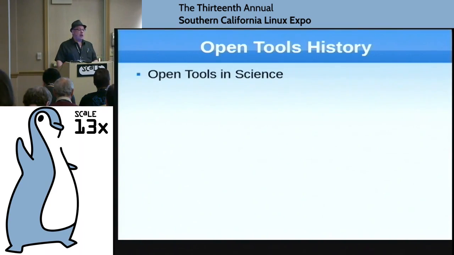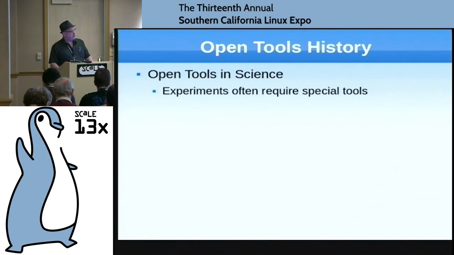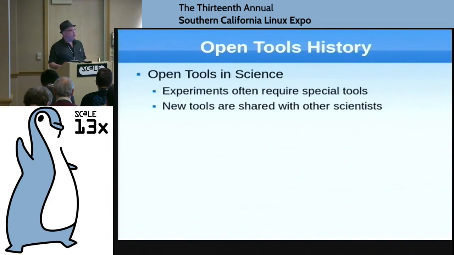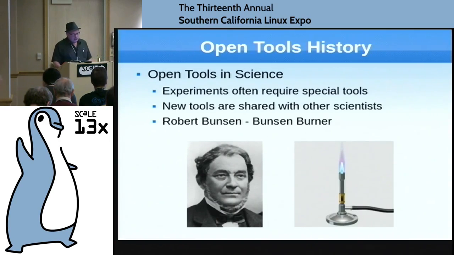Open tools have been used in science as long as there's been recorded history. When you create an experiment, a lot of times you need special tools that don't exist. And as a scientist, you have to create those yourself. These new tools are often shared with other scientists, royalty-free or shared as open. One of the most famous is Robert Bunsen. Everybody here has probably used a Bunsen burner in their chemistry class. And he's one of the most famous open source hardware tool manufacturers in the world.